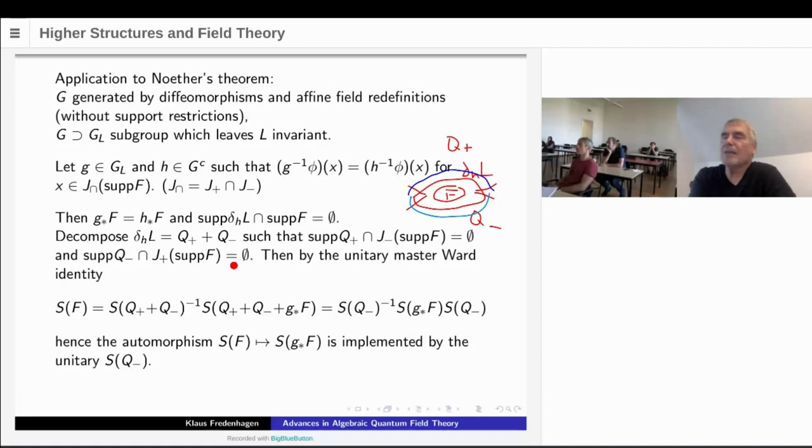And then I apply this unitary mass support identity, and I get the following formula. I have S of F, here I have S of delta HL to the minus 1, but delta HL is Q plus plus Q minus, this is this term here. And here I have the other term in this mass support identity. Now I use this factorization rule. So first of all, I use the fact that Q minus is in the past of the support of G star F. So I get a factor S of Q plus plus Q minus to cancel this term. Then I have a term S of Q minus to the minus 1 with this term. And then I have the term Q minus S of Q plus G star F. Now again, this factorizes, so I get this product here.